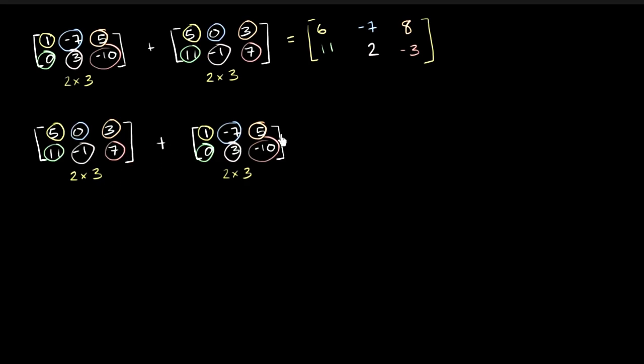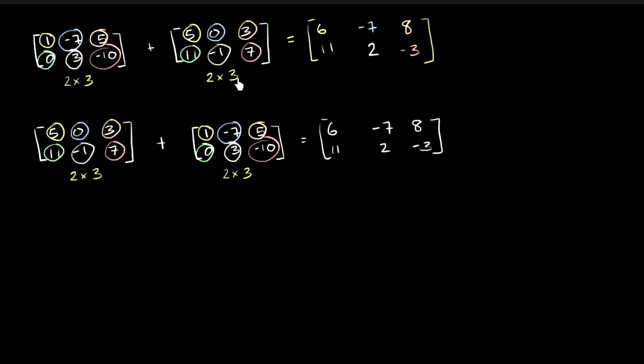But if you add these 2 things, using the definition we just came up with, adding corresponding terms, you'll get the exact same result. Up here we added 1 plus 5 and we got 6. Here we'll add 5 plus 1 and we'll get 6. We get the same result because 1 plus 5 is the same thing as 5 plus 1. Here we had 0 plus -7. You get -7. So you're going to get the exact same thing as we got up here.